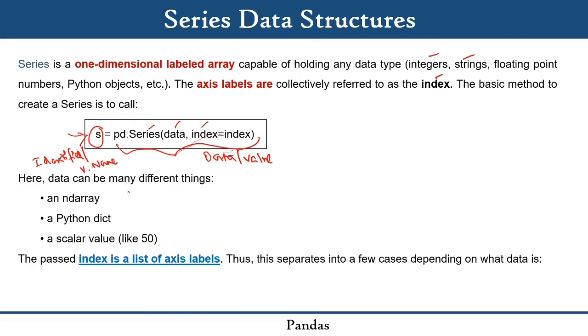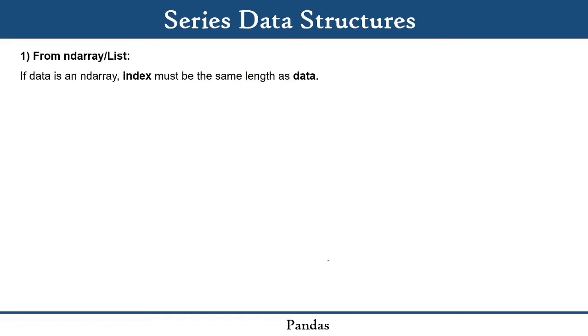Here data can be many different things. It may be an ndarray, or a Python dictionary, or a scalar value. A scalar value is like an integer number, or a floating point number. The passed index is a list of axis labels. Thus, this separates into a few cases depending on what data is. Now, let us move forward to how we can create series data using an ndarray or Python list.